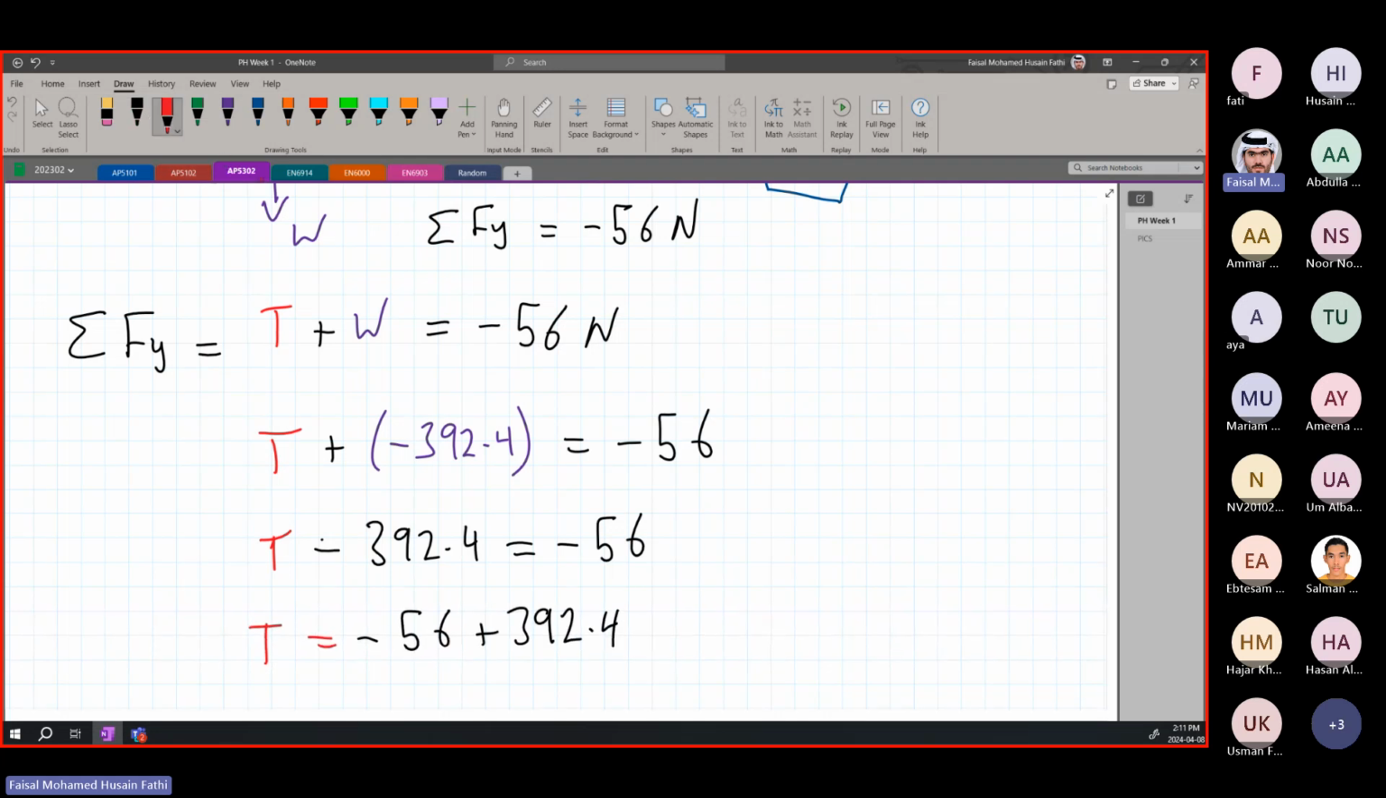So the tension now is equal to 392.4 minus 56, which is 336.4 newtons. Now if you notice, the tension is lower than the weight.